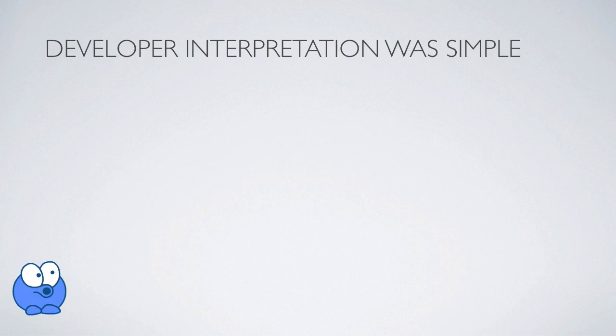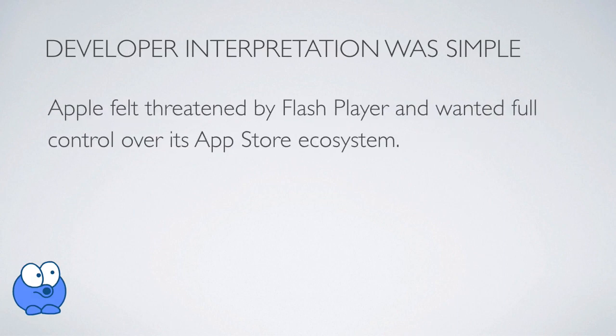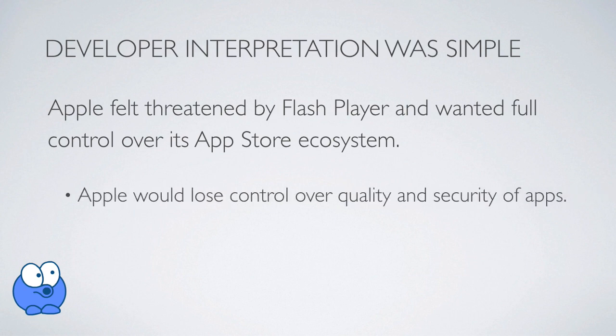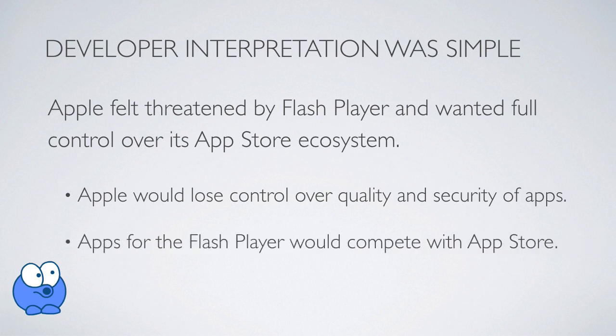The developer interpretation was simple. Apple felt threatened by Flash Player and wanted full control over its App Store ecosystem. In simple terms, if the Flash Player was allowed to run inside of a mobile browser, people would have access to fully functional applications without going through the App Store. In this regard, Apple wouldn't be able to control the quality or security of these types of applications. Perhaps another concern would be that developers would make games and apps for the Flash Player that would compete with what he was selling through the App Store as well. Who knows? Regardless of the reasons or motivations, one thing was clear. Apple had drawn a line in the sand concerning the Adobe Flash Player and iOS.